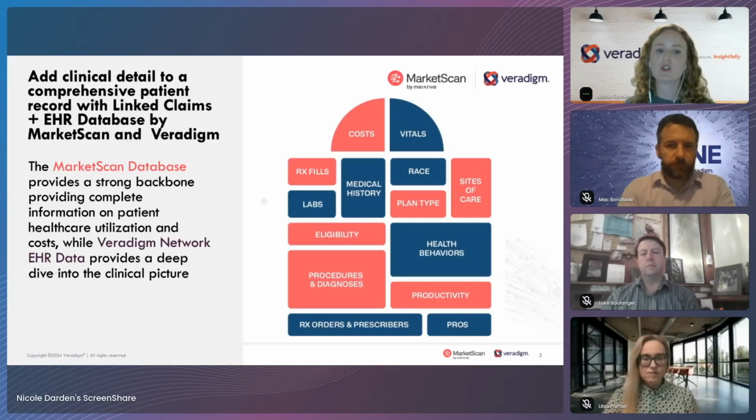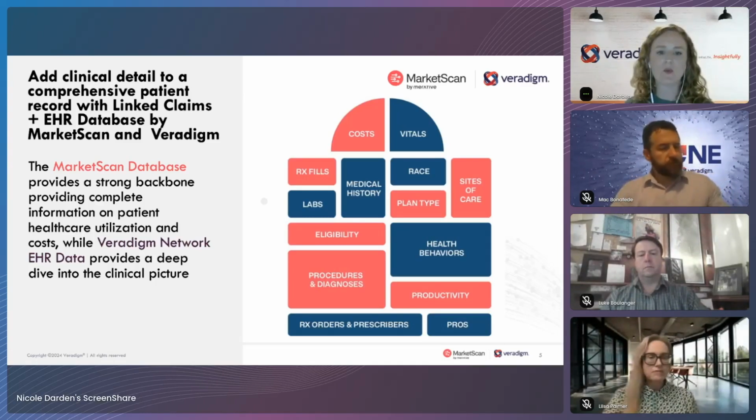This data is longitudinal, so it would cover the patient across time to really allow you to analyze patient outcomes in a unique way. And as I said, that cost data really allows for an accurate cost assessment that's invaluable for studies such as burden of illness, pricing and reimbursement submissions, and budget impact modeling.